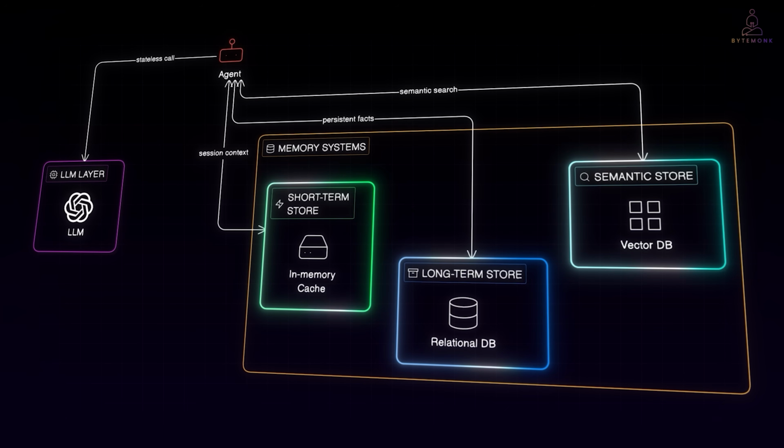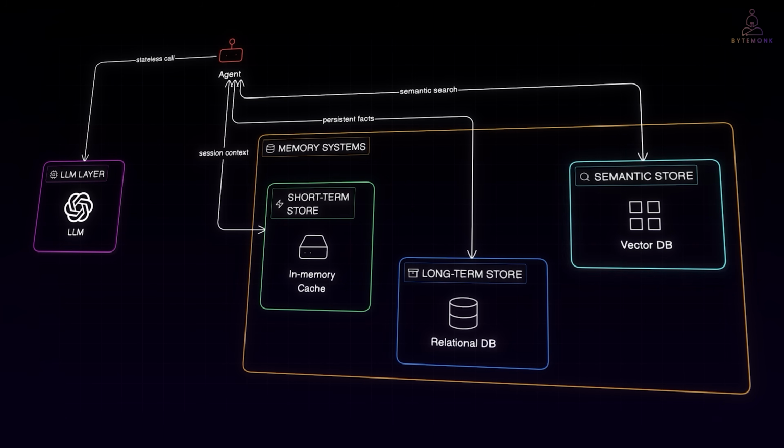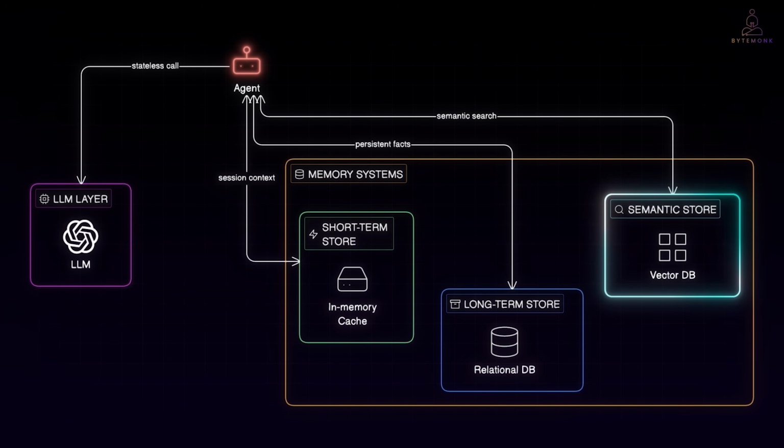There are three separate systems that most agents end up using. The first one is a short-term store, an in-memory cache that holds recent conversation context within a single session. The second one is a long-term store, a relational database for facts that need to persist across sessions. User preferences, history, anything that needs to persist across sessions. The third one is a dedicated vector database for storing embeddings and running semantic search. When someone asks a vague question, the agent can find related context even if the exact words don't match.